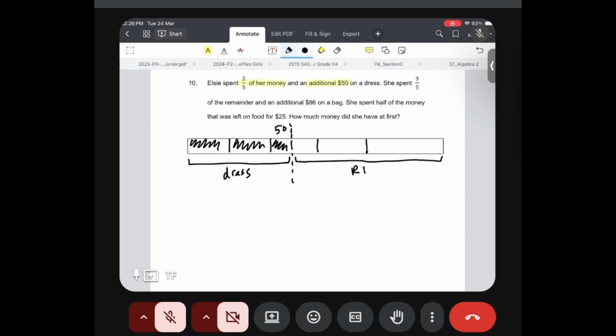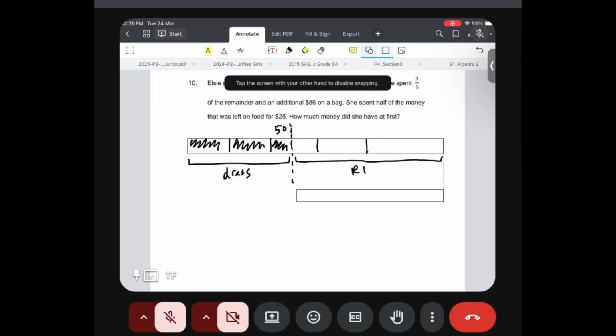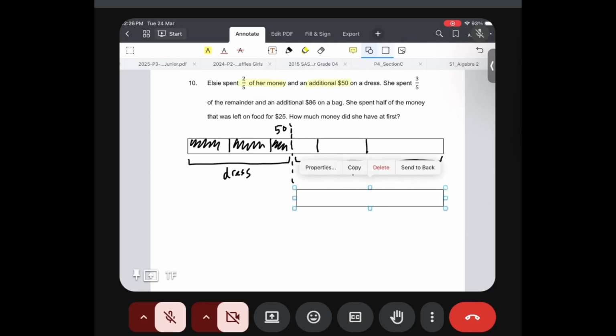Next, Elsie spent 3/5 of that remainder and an additional $86 on a bag. We draw a second bar specifically for R1 and split it into 5 parts. We shade 3 parts and then mark another section for the $86. This shaded area represents the bag. The unshaded part that is left over is our second remainder, R2.